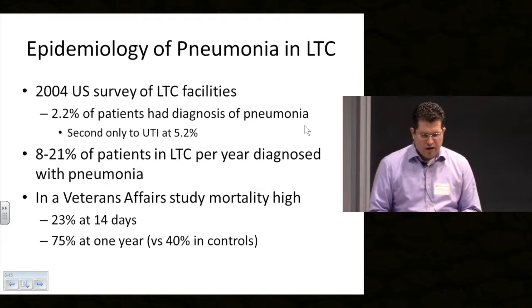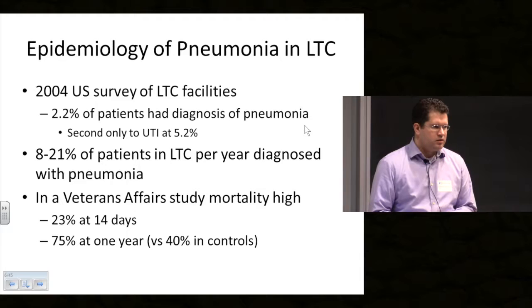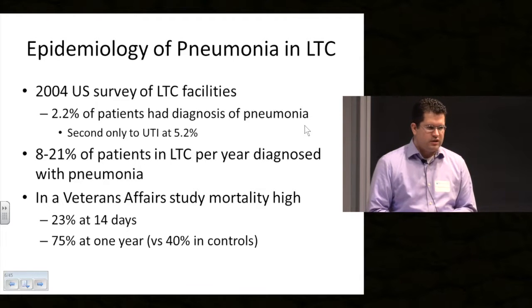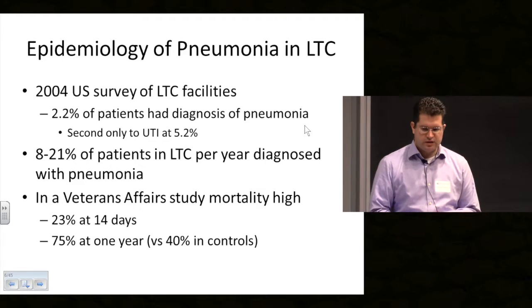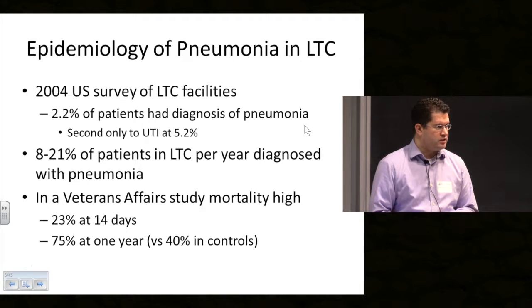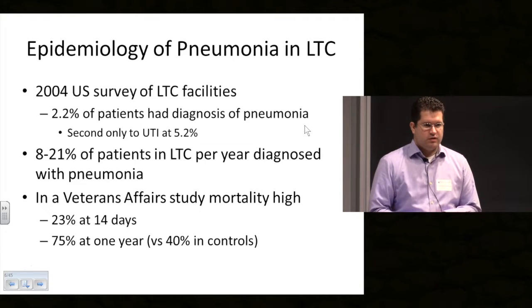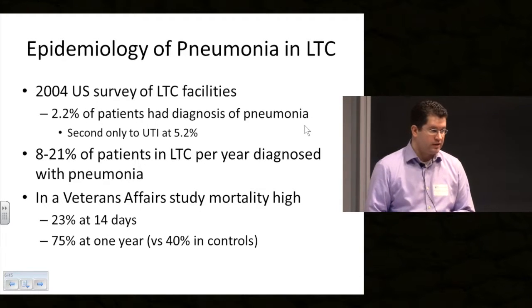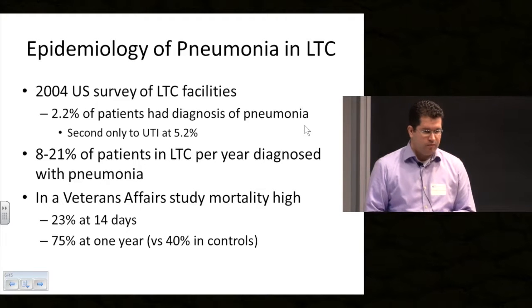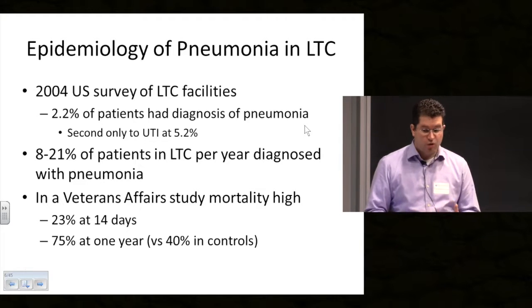So epidemiology of pneumonia: it's common. In 2004, the US did a survey of long-term care facilities, and at that point in time of the survey, so the prevalence at that moment in time, 2.2% of patients in long-term care in the US that they surveyed had an active diagnosis of pneumonia. So that's huge. Second in infections, second only to urinary tract infections at 5%. So urinary tract infections, even more common.